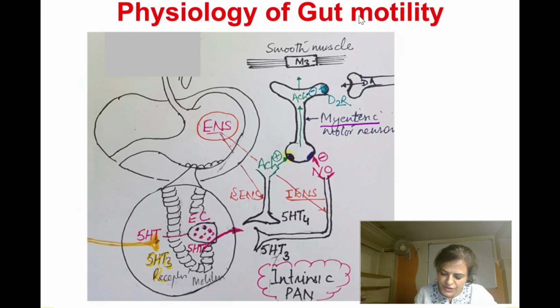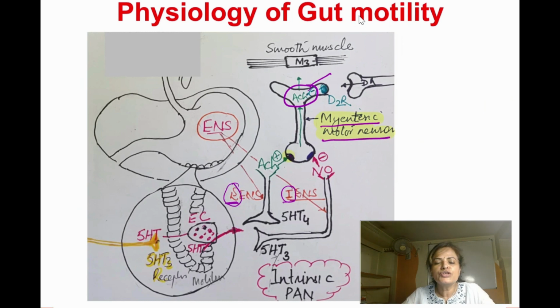This is the myenteric neuron. Cholinergic myenteric neuron, because the main neurotransmitter here is acetylcholine. Now this is receiving the input from two further interneurons. You can see here one is excitatory and another one is inhibitory.